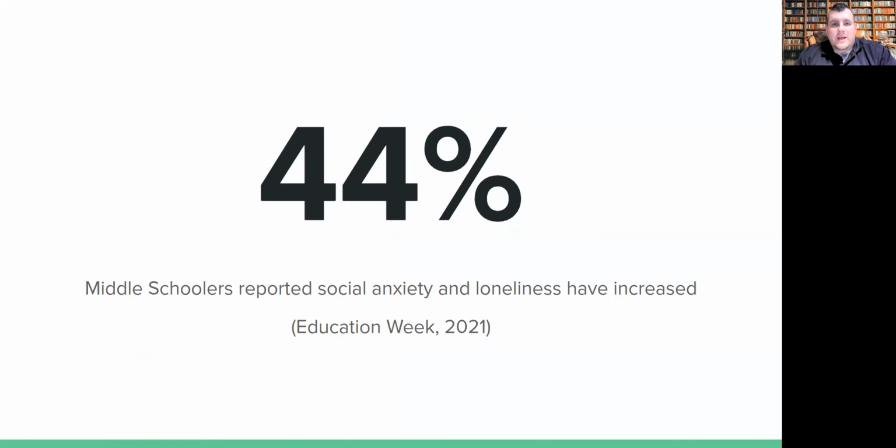So what are we looking at when we look at learners and social emotional issues? For middle schoolers, an Education Weekly report reported social anxiety and loneliness have increased since COVID. So what does that mean for the classroom? That means that we have to fight those things on a regular basis. We have to continue to build relationships with our students and help them build relationships with each other through group work, through group projects, to keep them engaged.